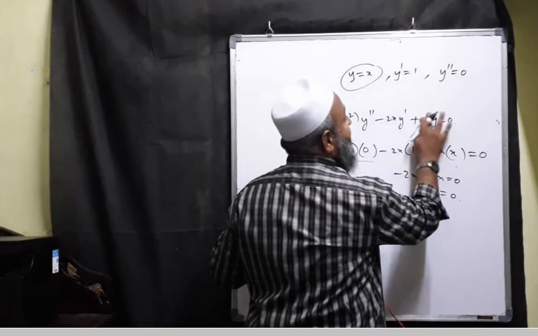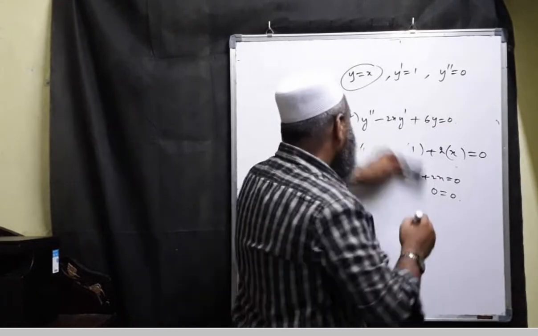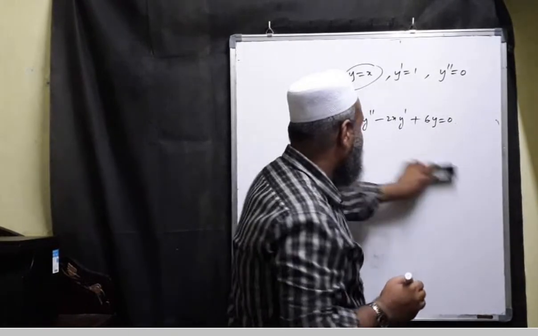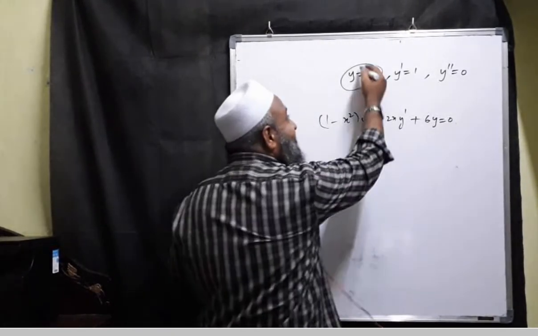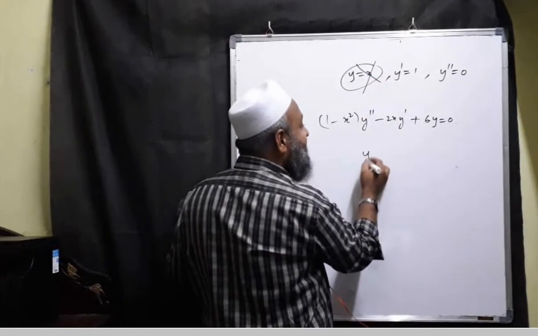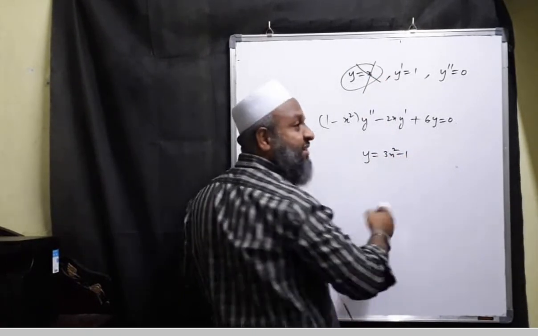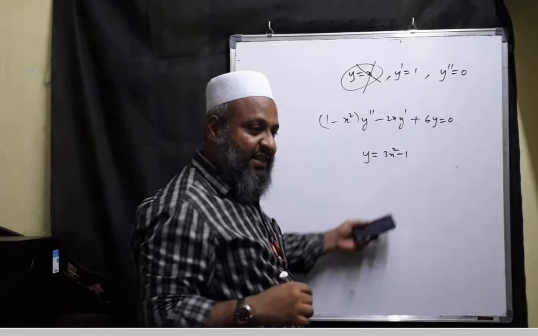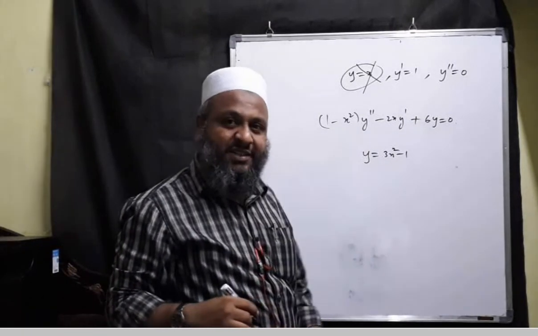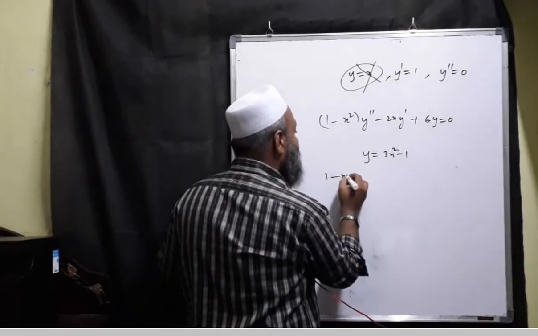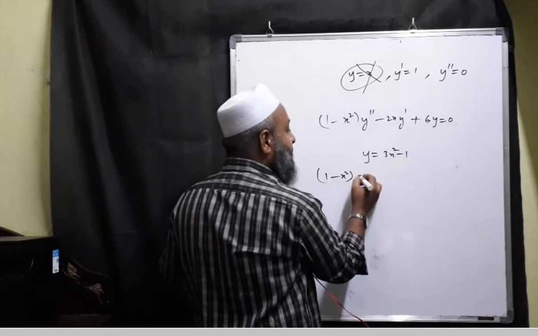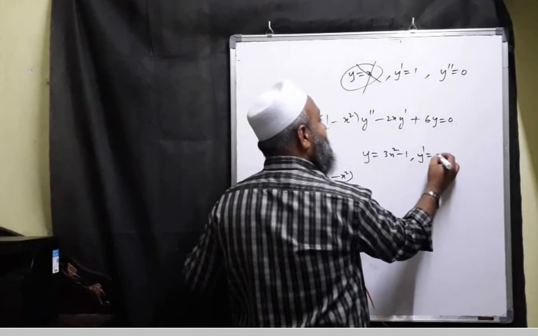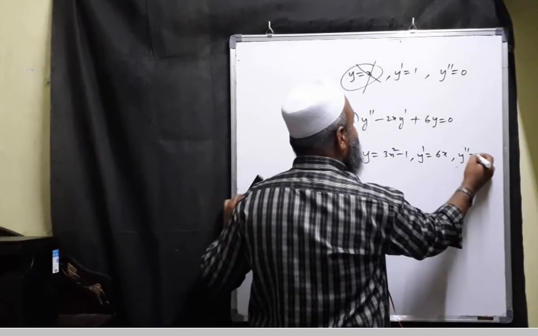For example, I say 6y. If I say 6y, then y equal to x is not a solution. I immediately say that y is equal to 3x square minus 1 is the solution for this. When I say y equal to 3x square minus 1 is the solution, let us verify now. So 1 minus x square into y double dash. What is y dash for this one? It is 6x, and y double dash is 6.